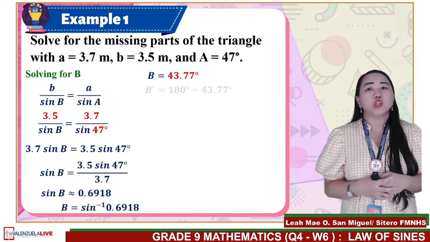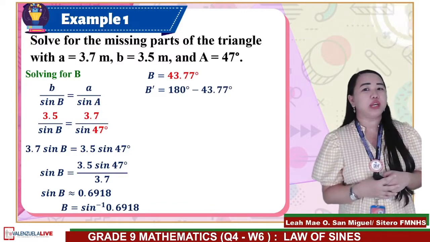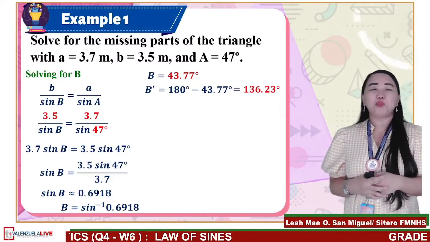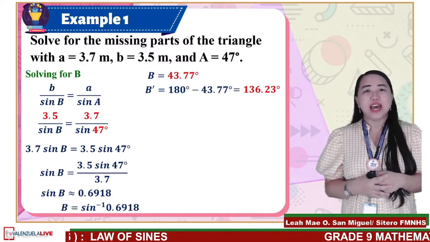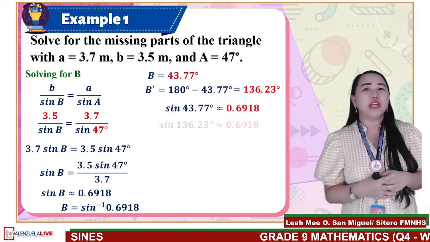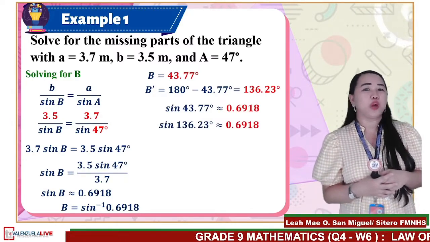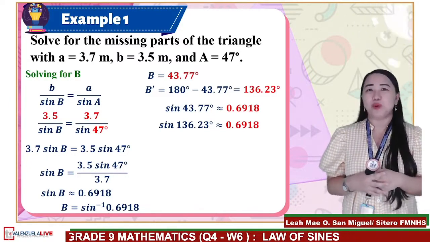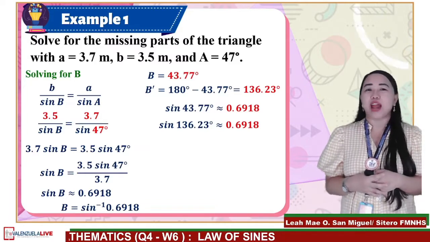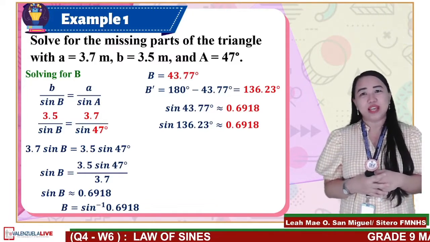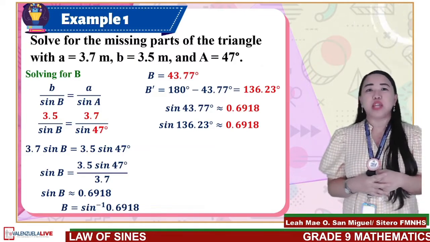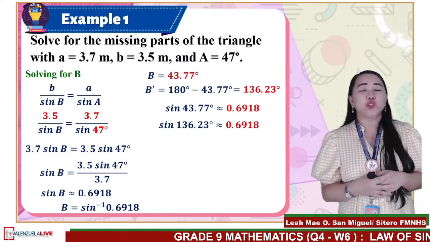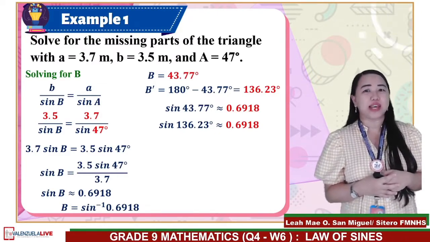To do this, subtract 43.77 degrees from 180 degrees and we get 136.23 degrees. The sine of 43.77 degrees and sine of 136.23 degrees are the same. So, these are the two possible angles. The sine of supplementary angles is equal. Therefore, if sine B is between 0 and 1, there are two possible angles to exist, which leads to one or two possible triangles existing.